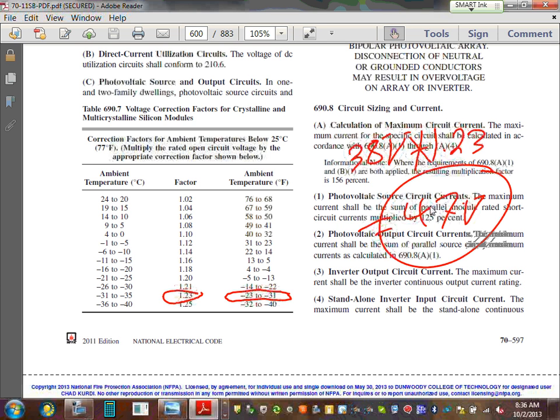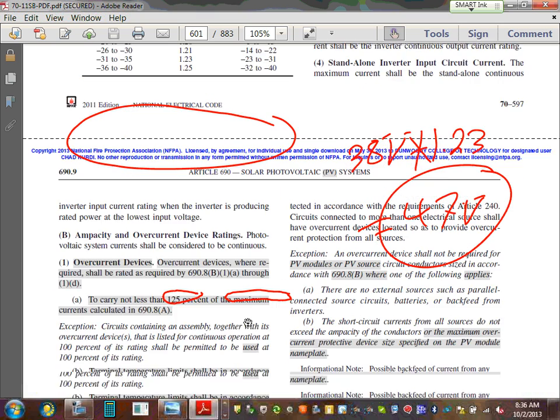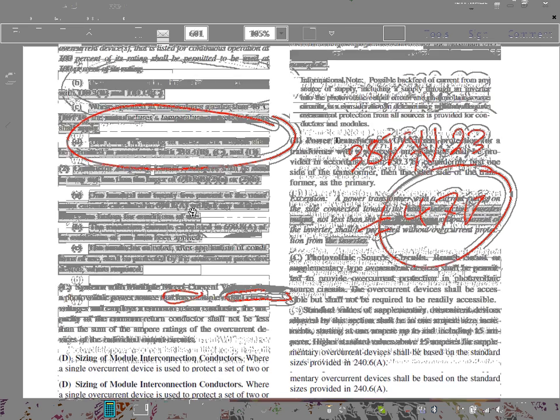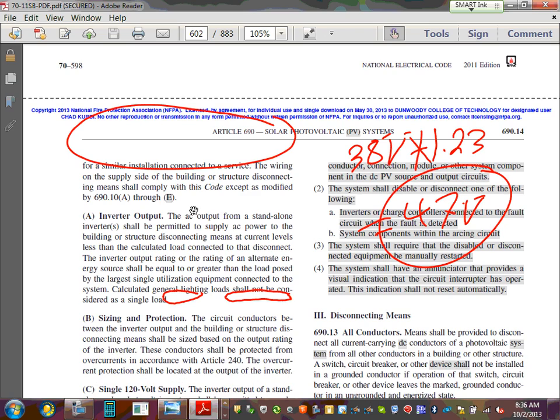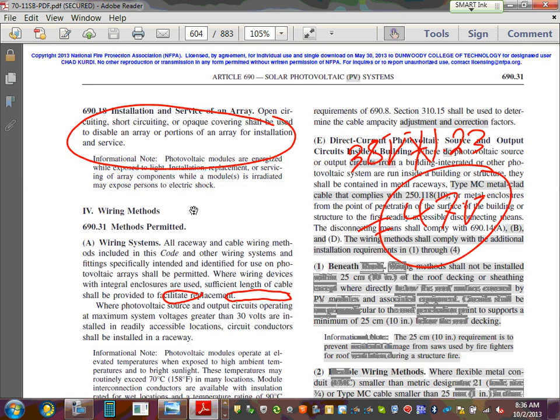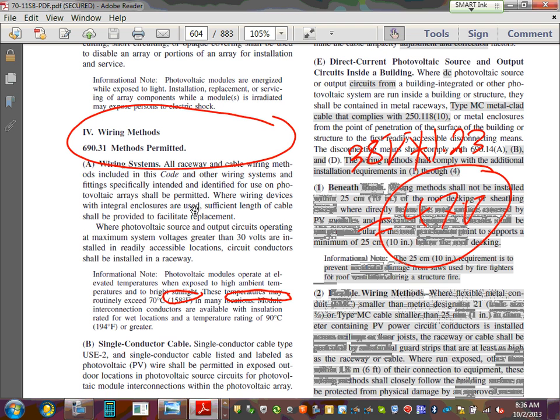So this table, they call it an ambient correction table for the voltages. That's a major thing when you deal with a solar photovoltaic system. We talked about sizing, the 1.25, overcurrent protection devices, disconnecting, multiple disconnects, and energy storage backup if you have it. That's basically it in terms of wiring methods. What type of wires can you use? Any type of wire approved in the code, as long as you put them in a conduit to the point where you tie them to the system.